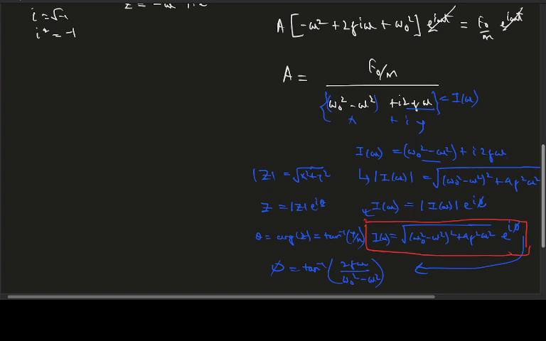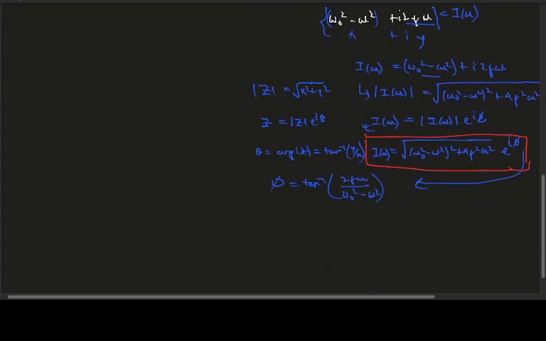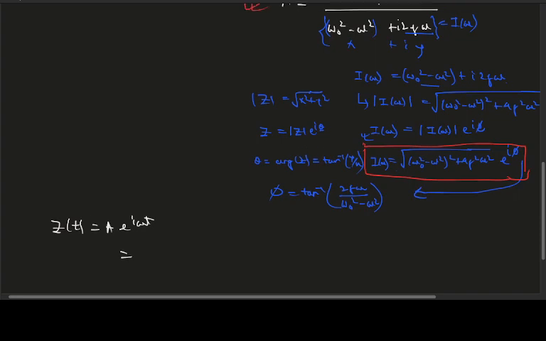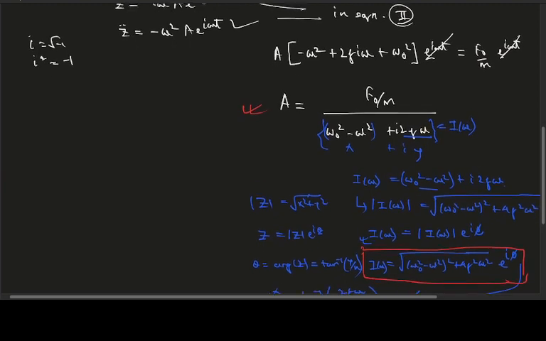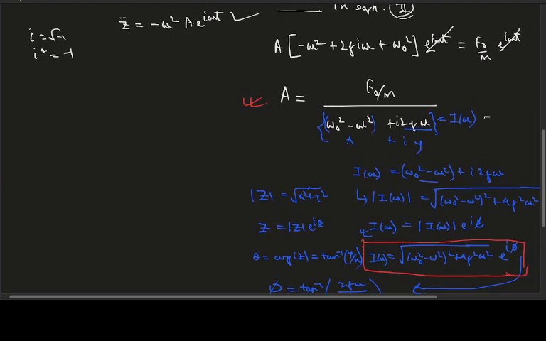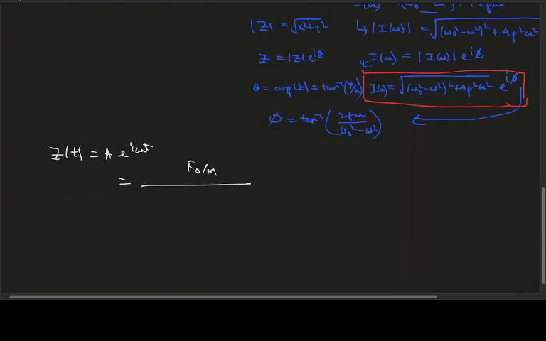All right, so we have defined our I of omega in this manner. So why am I defining this in this manner? We had found out our A over here, so naturally, as we know, our z of t is A e to the power i omega t. We can just substitute A here, f naught by m, and in place of this I of omega we'll write mod of I of omega e to the power i phi. So mod of I of omega is this part and e to the power i phi. So we'll substitute this in place of I of omega.